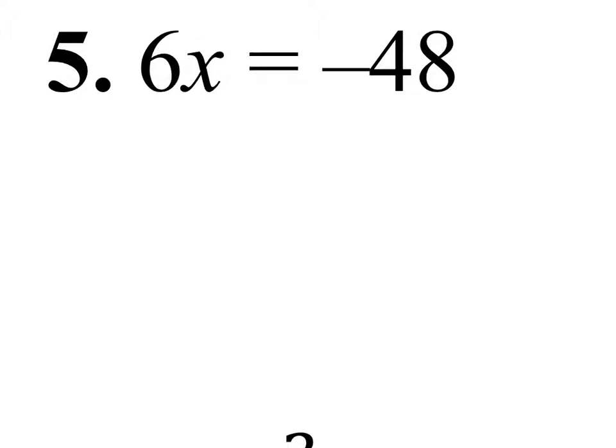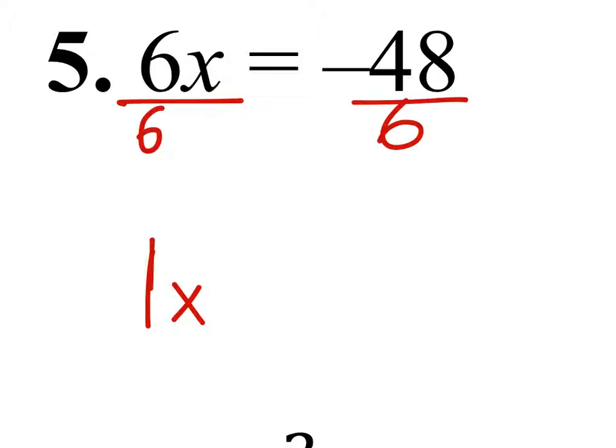Number 5, we don't want 6x, we want 1x. So how do we change a 6 to a 1? We'll divide it by itself. But if I do it to one side, I have to do it to both sides. 6 divided by 6 is a 1. Equals negative 48 divided by 6, negative 8.